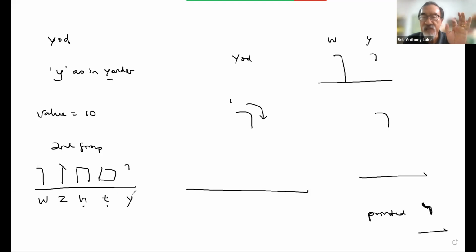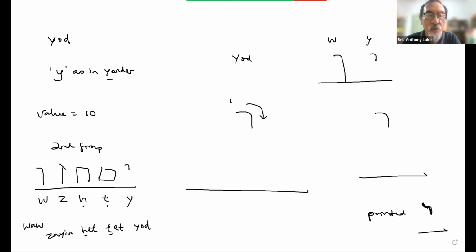Aleph, Gimel, Daleth, Hey, Waw, Zai, Het, Tet, Yod. So it's very easy to remember because again, you pause at the Yod. Aleph, Gimel, Daleth, Hey, you pause at Hey, then Waw, Zai, Het, Tet, Yod. So this is a Waw, this is a Zayin, this is a Het, this is a Tet, and this is a Yod.